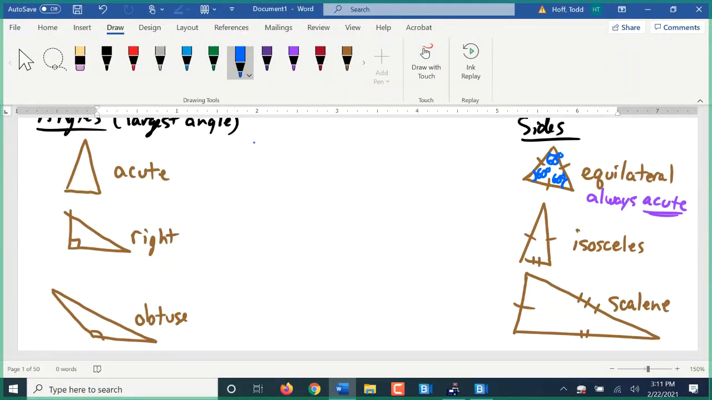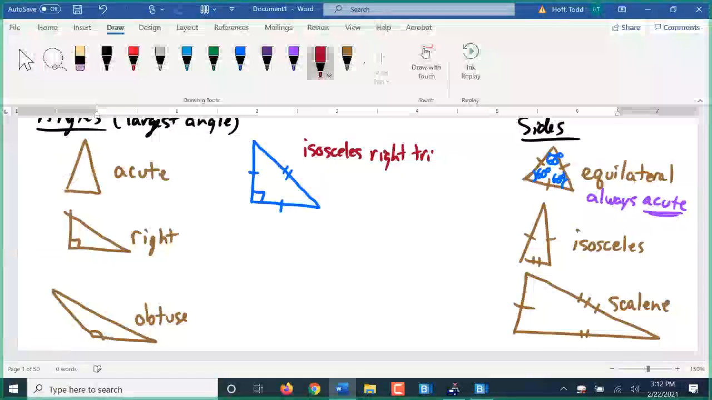But we could have this. If I'm naming it by the sides, what is that? By the angles, it would be a right angle. By the sides, it would be isosceles. So that would be called an isosceles right triangle. I have this situation. That would be called what? Acute isosceles, or isosceles acute.